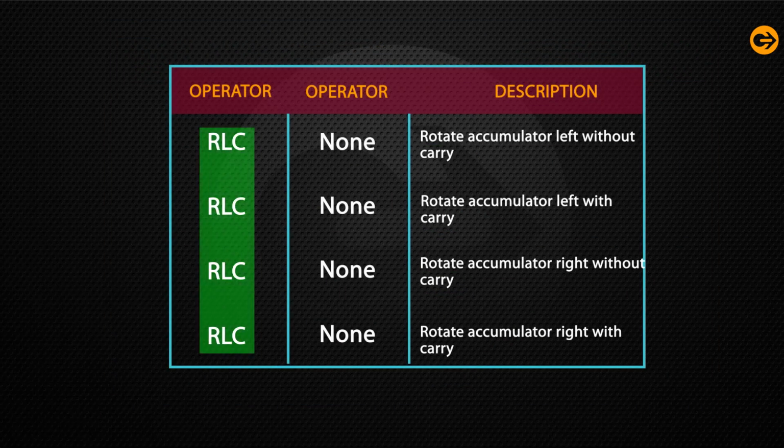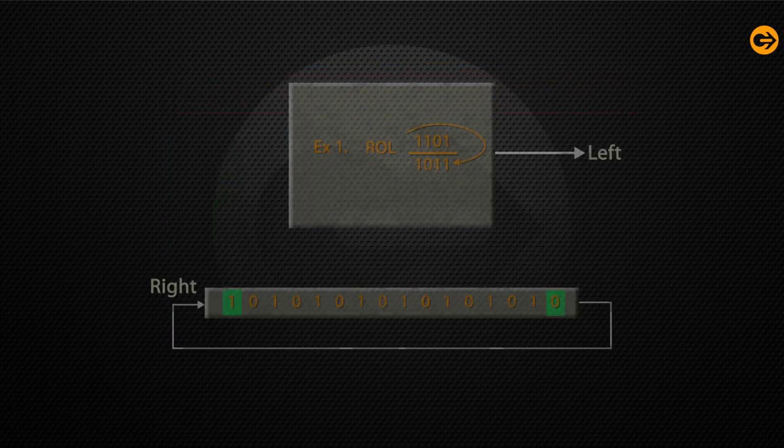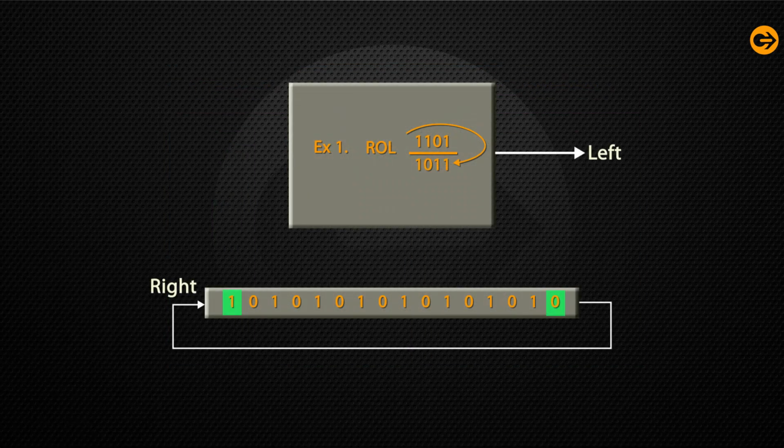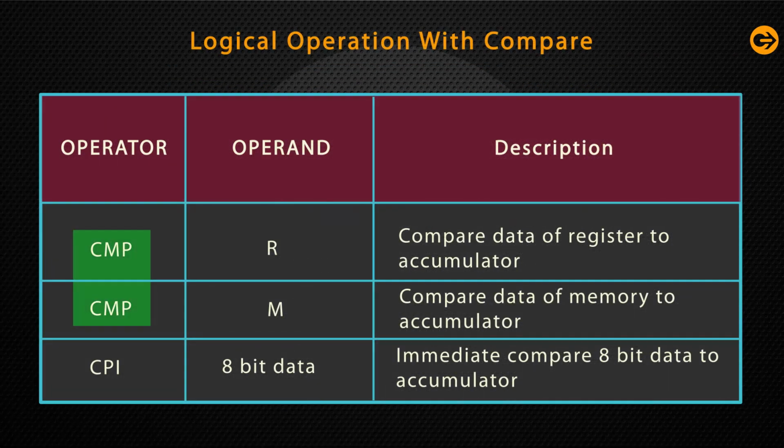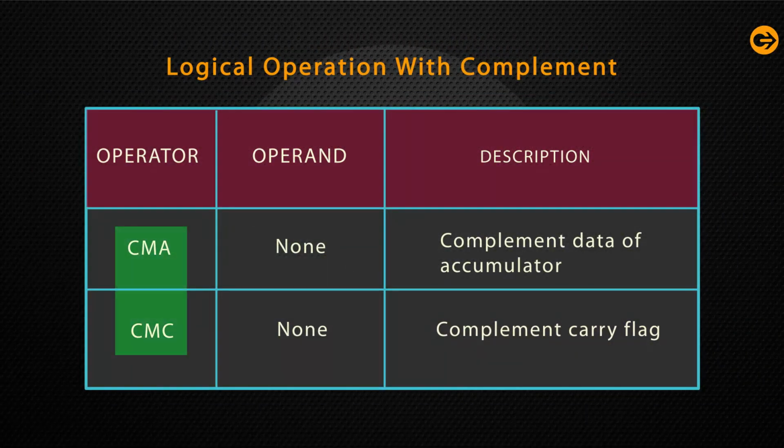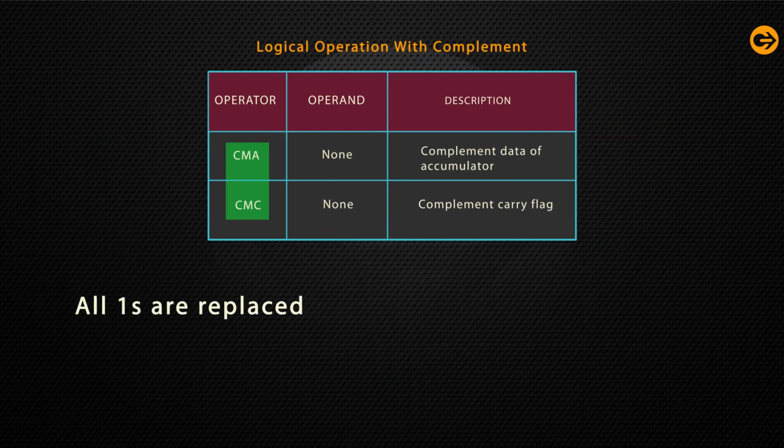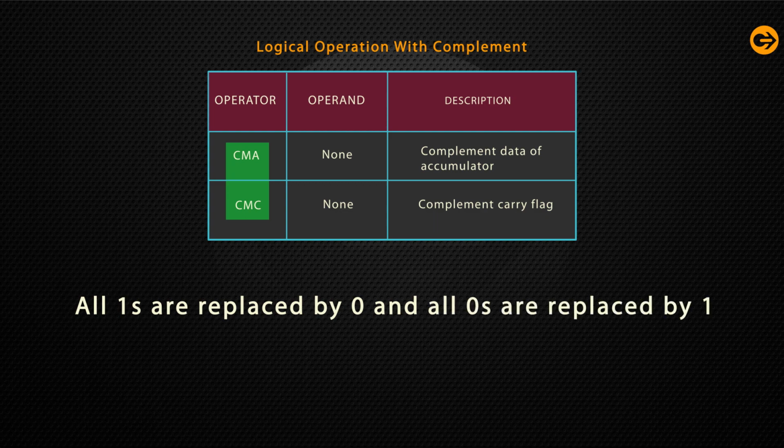Rotate. Each bit in the accumulator can be shifted either left or right to the next position. Compare. Any 8-bit number or contents of a memory location or a register can be compared for equality, less than, or greater than with the contents of the accumulator. Complement. The contents of the accumulator can be complemented. All ones are replaced by 0 and all zeros are replaced by 1.